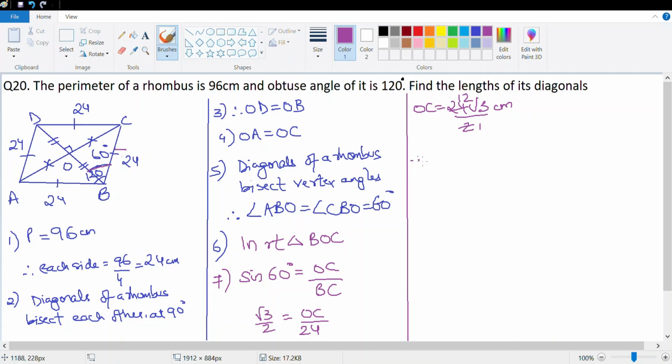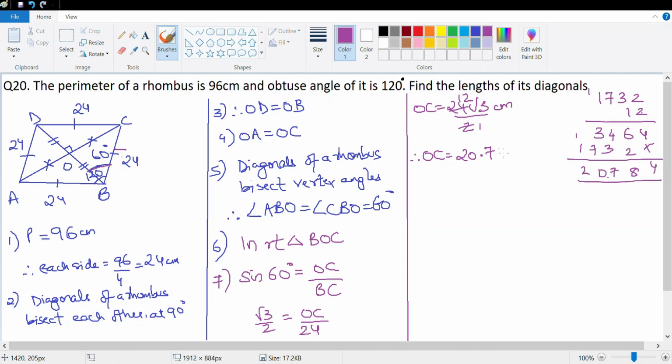Therefore, OC is equal to 12 into 1.732. Let's just multiply 1732 into 12. This is 2 into 2, 4, 2 into 3, 6, 2 into 7, 14, 2 into 1, 2 plus 1, 3. This is 2, 3, 7, 1. This is 4, 8, 7, 10, 2. 3 decimals, so that's 20.784 centimeter. Therefore, OC is equal to OA is equal to 20.784 centimeter.